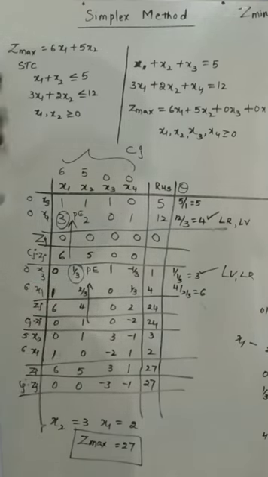My dear friends, I have done only 2 equations. You have to do it with 3 equations, and you have to increase the number of variables and solve many problems, in order to become perfect in this simplex method.